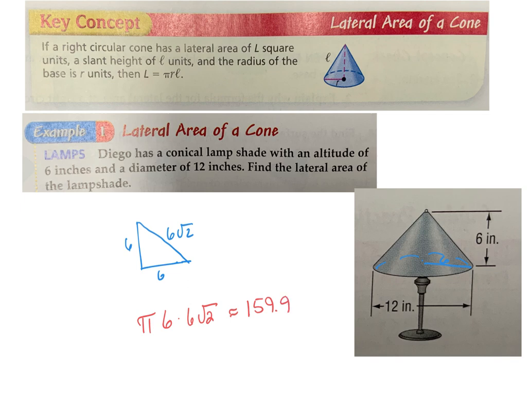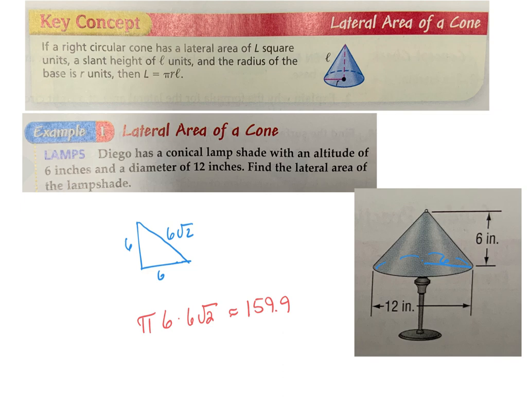So it's just a matter of using either Pythagorean theorem or special right triangles, which, if you use Pythagorean theorem, you'd get the same thing, to get what you need, and then just plug it in. It is identical to your pyramid. Pi times r times L.